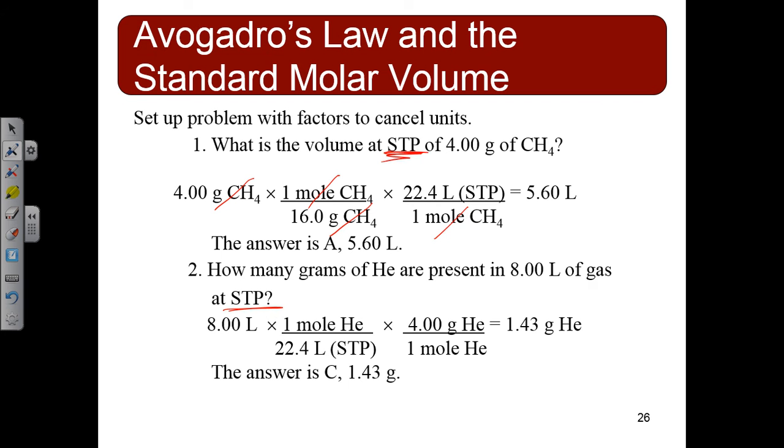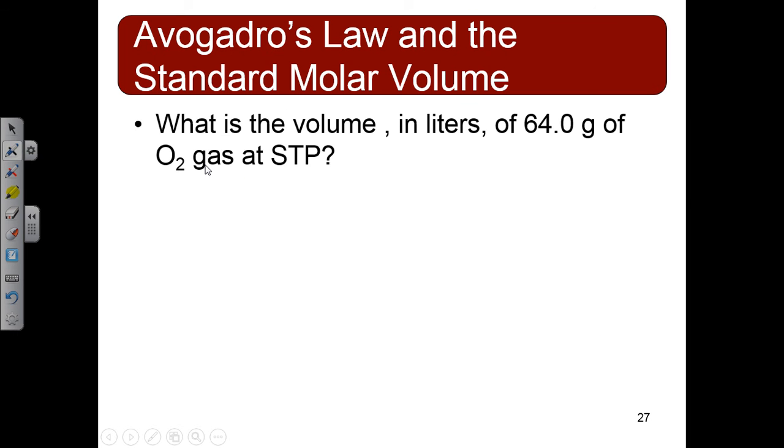Okay, the next is just in reverse, right? We start with liters and go to grams. Okay, so we have 8 liters. We know that there's 22.4 liters in 1 mole, and in 1 mole there are 4 grams from the periodic table. So we get 1.43 grams of helium. Okay, I think there's one more for practice.